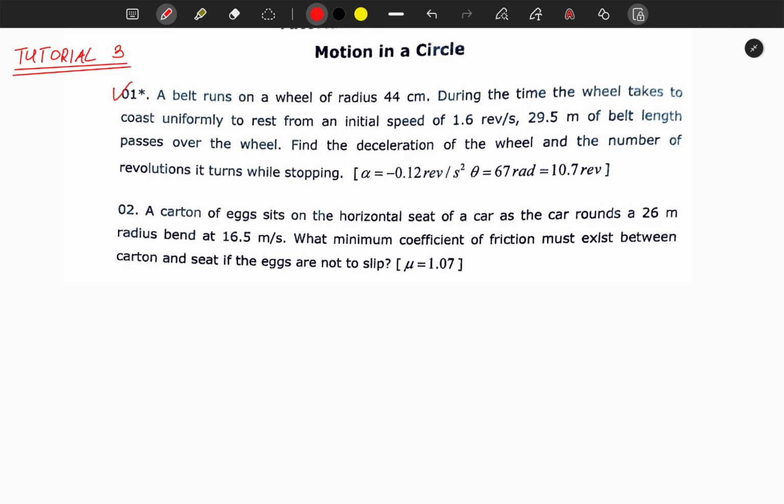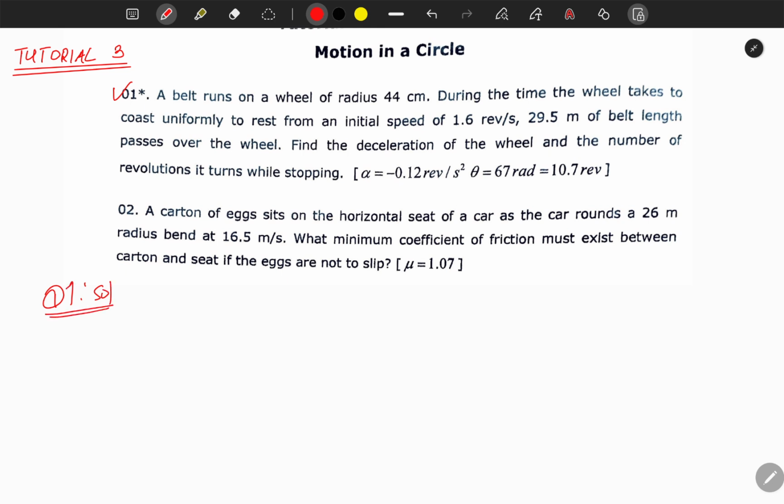then they are saying 29.5 meters of the belt length passes over the wheel. Find the deceleration of the wheel and the number of revolutions it turns while stopping. All right, so you can pick whichever you want to start with. It is up to you actually. So let's look at question 1, solutions.